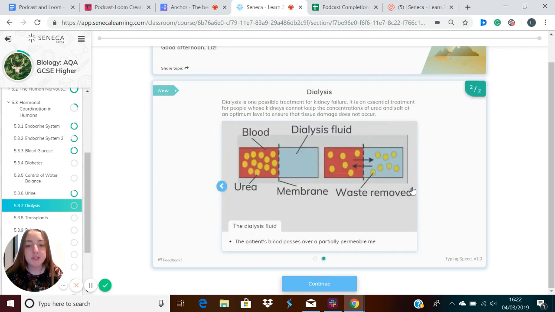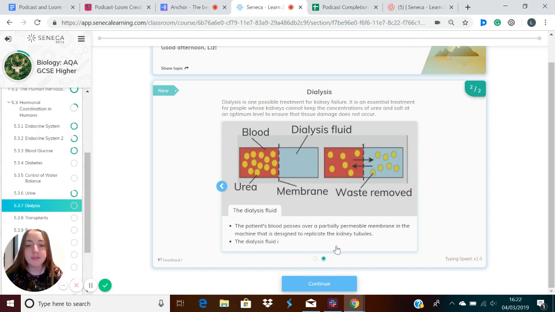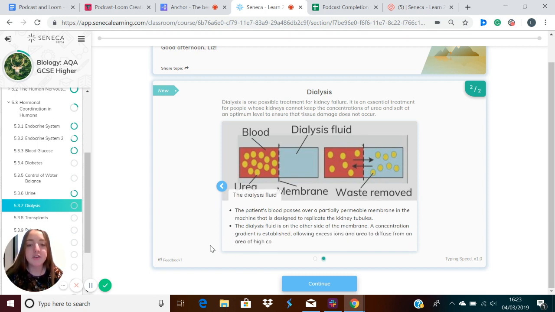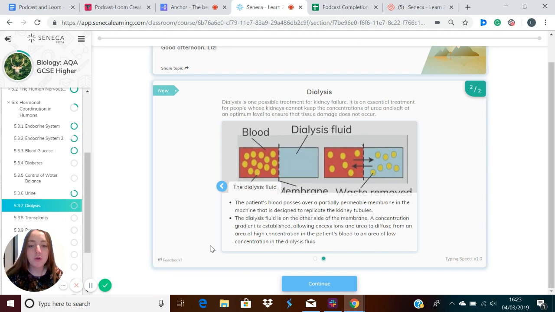The patient's blood passes over a partially permeable membrane in the machine that is designed to replicate the kidney tubules. The dialysis fluid is on the other side of the membrane, and this establishes a concentration gradient, allowing excess ions and urea to diffuse from an area of high concentration in the patient's blood to an area of low concentration in the dialysis fluid.